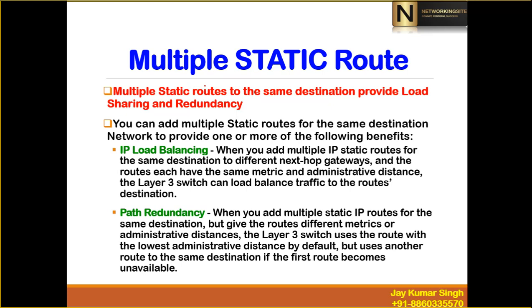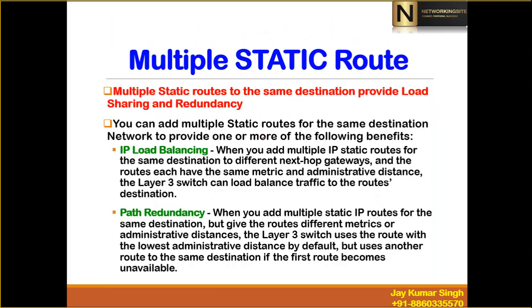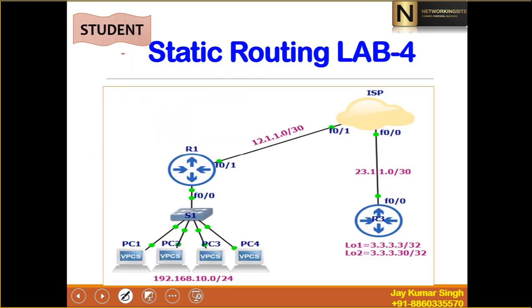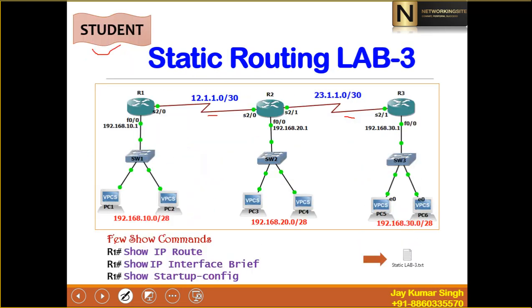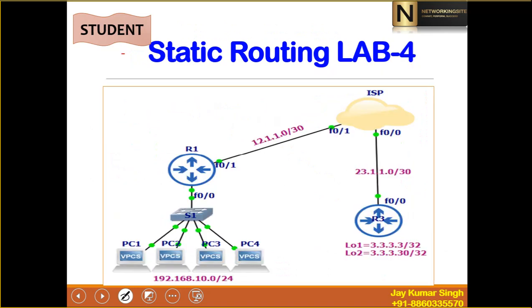This is multiple static route, meaning now we will be moving to the advanced one. In our next class we will start from here, where we will talk about IP load balancing and path redundancy. So till here, you see how many labs you have to do on your own: one lab, two labs, and three labs.